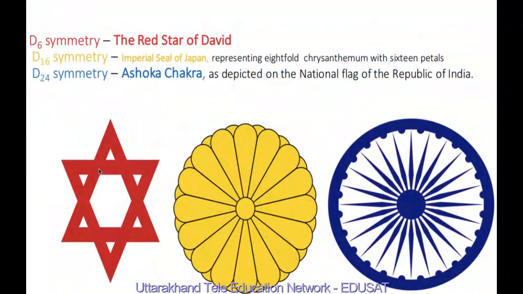Again, this is D6 symmetry. This is nothing but the red star of David. And this is D16 symmetry. This is the imperial seal of Japan. And this is D24 symmetry, which is nothing but the Ashoka Chakra, which is used in the national flag of the Republic of India.